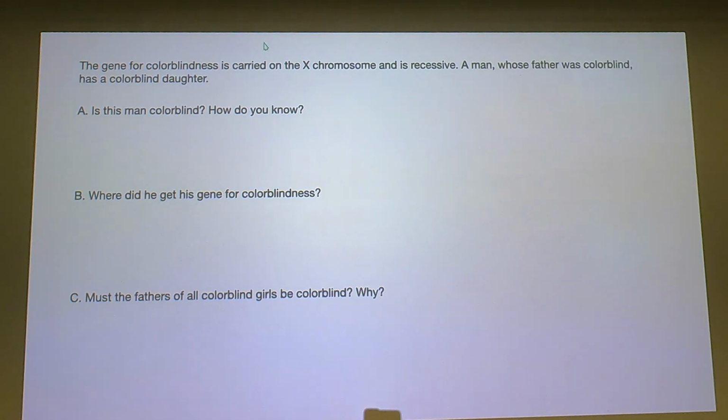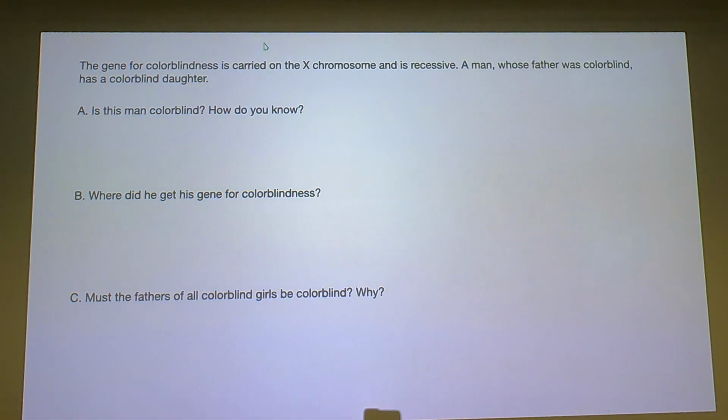Yeah? How do you know? The daughter has to get 2 copies of the recessive. Right. Yeah, so somehow the daughter had to have gotten 2 colorblind X chromosomes, and one of them came from her dad, so we can assume that. Just to let you look ahead, we will later talk about some other sneaky mechanisms where that doesn't necessarily happen.